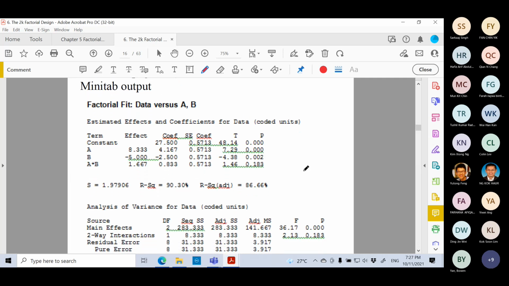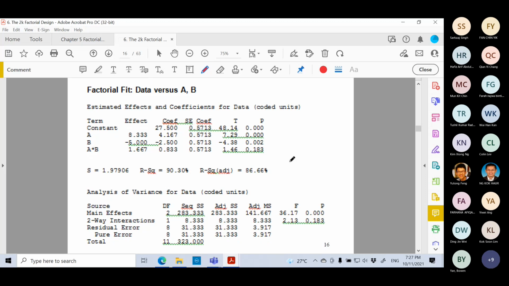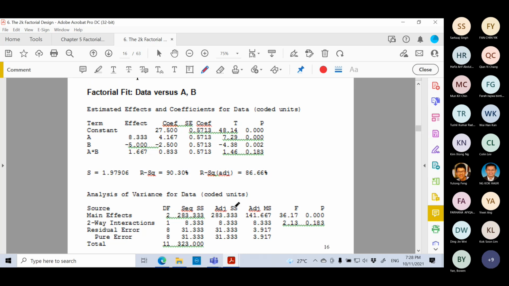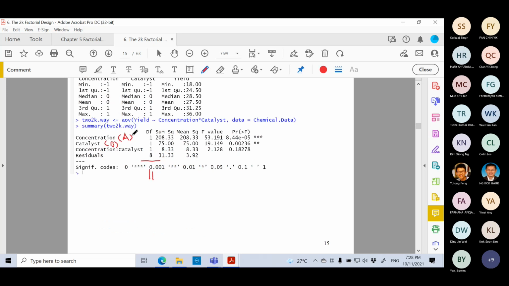So this one is the output from the Minitab. They also produce the same output, but in the Minitab they produce this table, and they will group all the main effects together. So you cannot find the sum of square for factor A. They will group all together. For the two-way interaction, you only have one, therefore they have 1. For the main effect, you have 2, therefore they group it together. So they do it together instead of only 1 by 1. But of course, what we study, we only concentrate on 1 by 1.